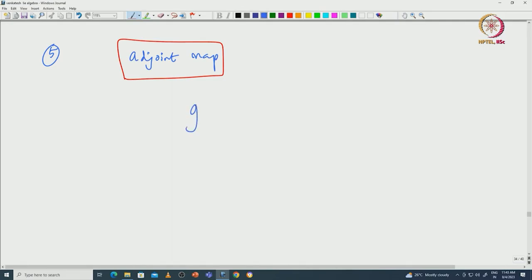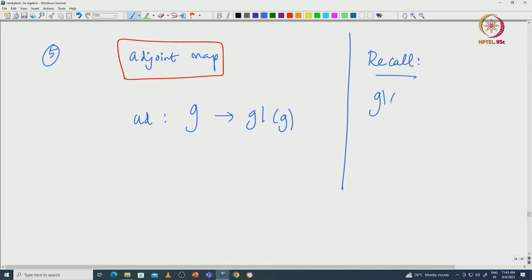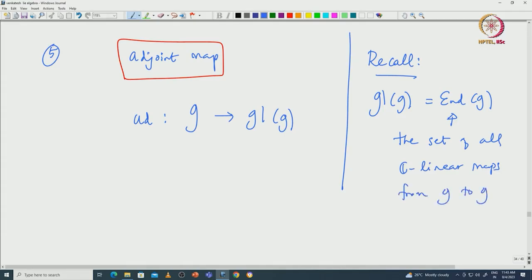You have this Lie algebra G, and this map is defined from G to GL of G, okay. So, recall GL of G by definition as a vector space, as a set, is the endomorphisms of G. So, this is the set of all C-linear maps from G to G, okay. So, what is the dimension of this GL of G? The dimension of GL of G is nothing but the dimension of G squared, okay. I stopped writing this C, but it is understood, okay, we are working over C always.